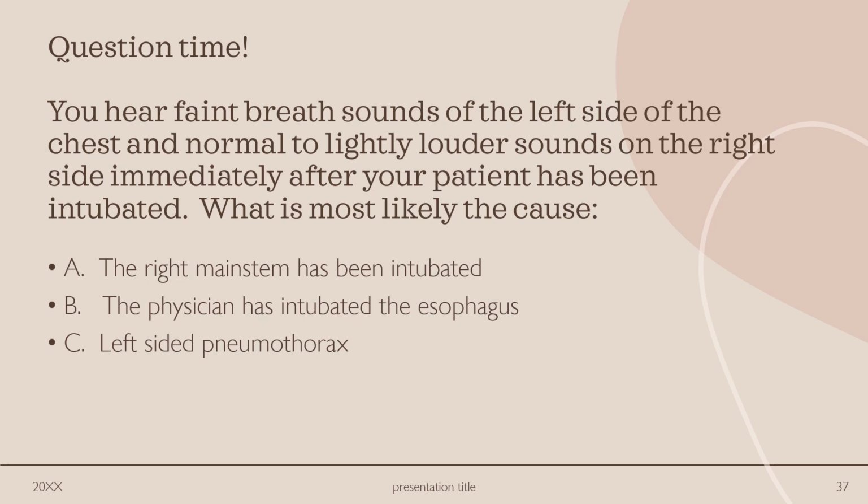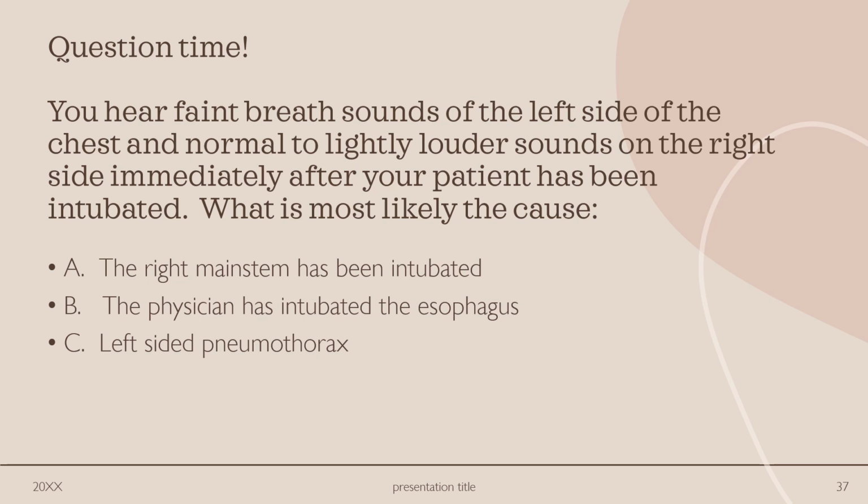So the answer most likely is A, the right main stem. If you look at normal anatomy of the lung, it is very easy for the ET tube, when pushed in too far, to go down the right main stem. So our breath sounds are going to be a little bit louder on the right. So once your patient is intubated, you grab that stethoscope and you take a listen while the respiratory therapist is giving some breaths.